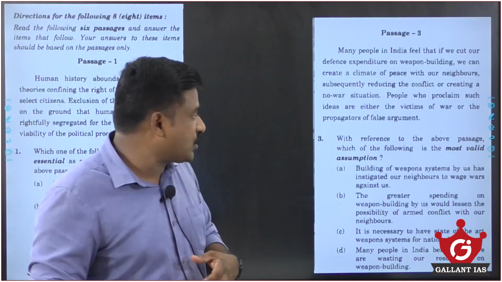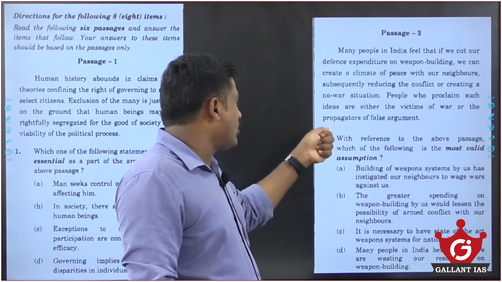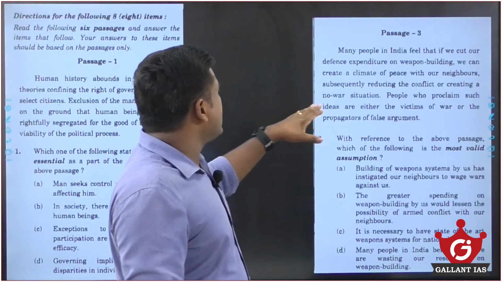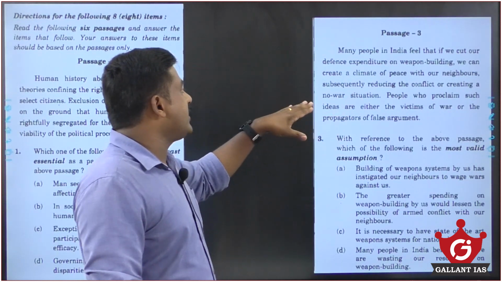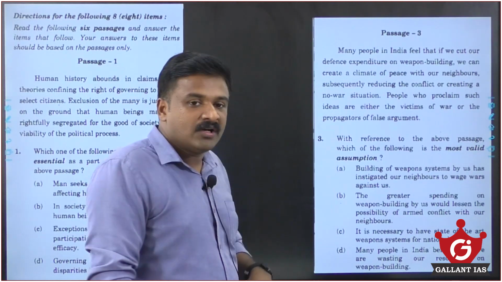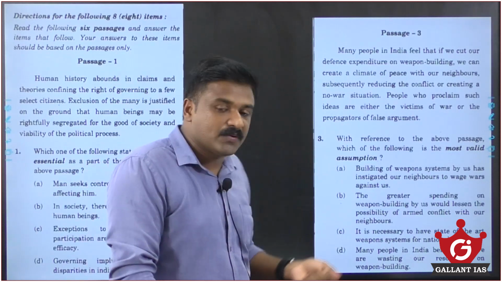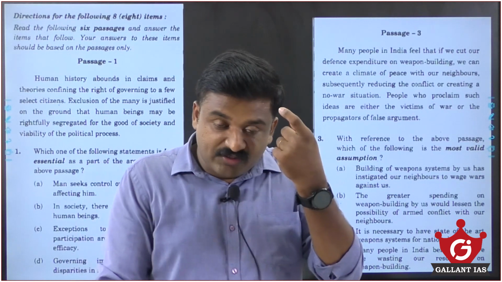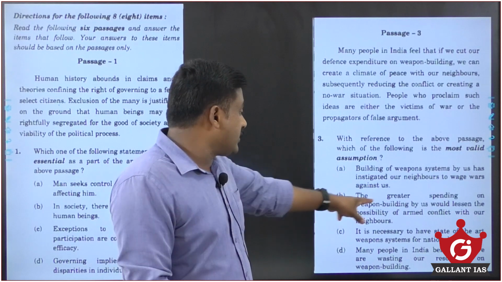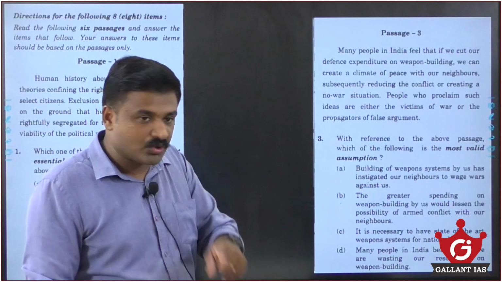In fact, B is most matching because the last line says, people who proclaim such ideas are either the victims of war or the propagators of false argument. People who say, yes, if we cut our defense expenditure on weapon building, we can create a climate of peace with our neighbors, subsequently reducing conflict or creating a no-war situation. But the last line says, people who proclaim such ideas are victims of war or propagators of false argument. So with that statement, the only conclusion we can draw is B: the greater spending on weapon building by us would lessen the possibility of armed conflict with our neighbors. Okay.